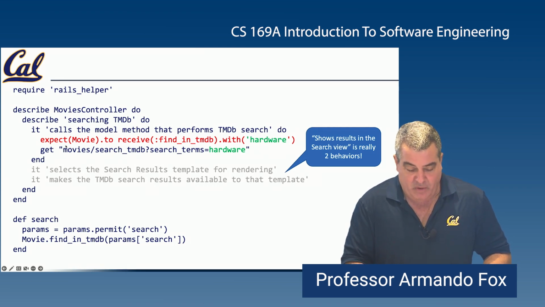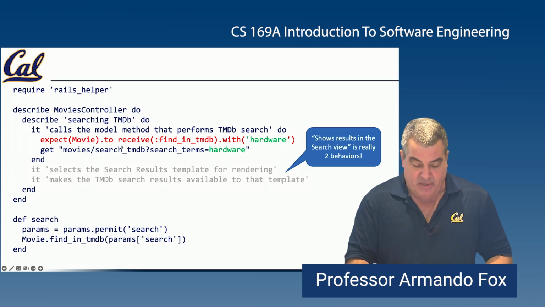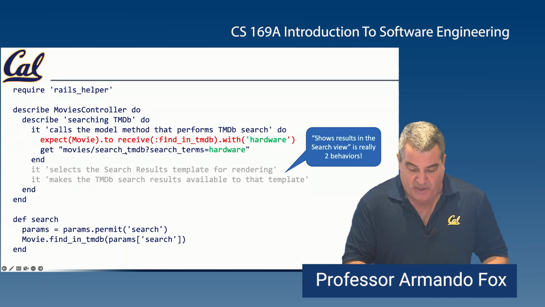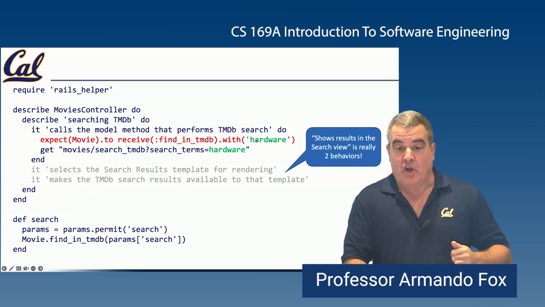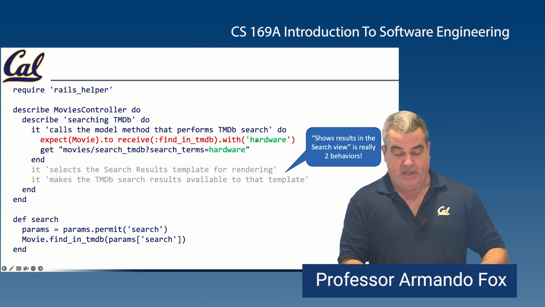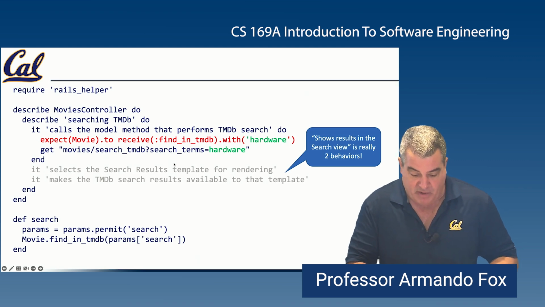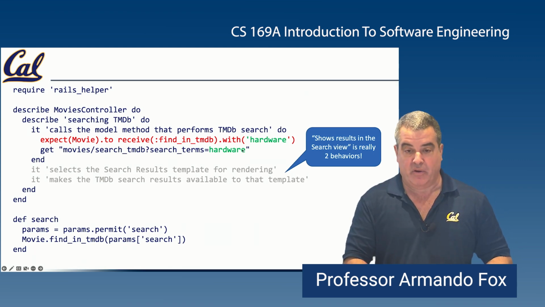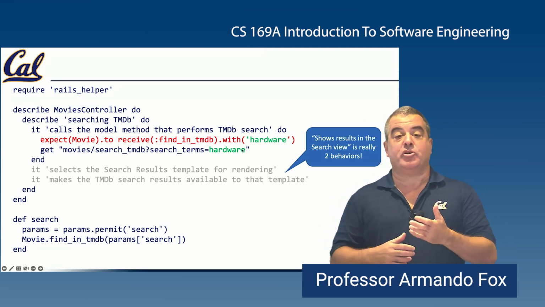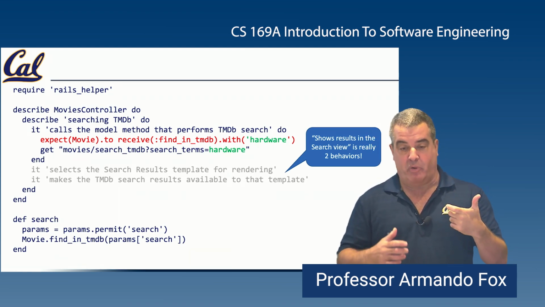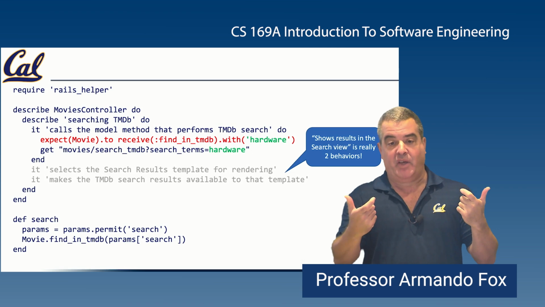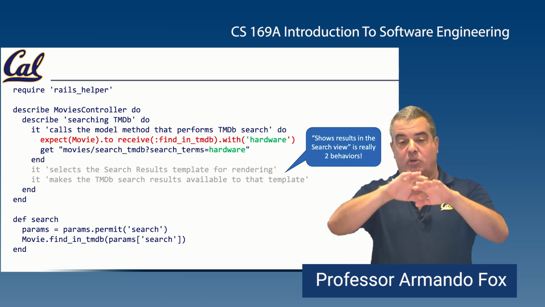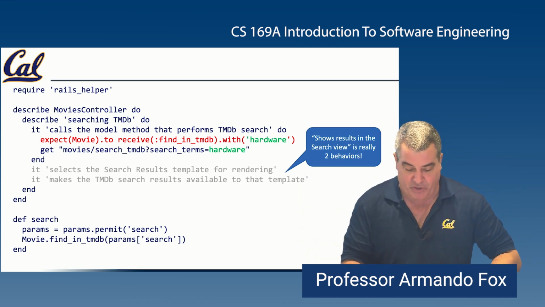We already said we can write an expectation that says, by the time this test case has finished running, the movie class should have received a find in TMDB call. It should have received the argument hardware, because we're submitting a form where search terms equals hardware is what the controller is supposed to parse out. So basically, we're making sure the controller correctly parses the right thing in params and passes that correct thing to find in TMDB. That's the boundary of what we care about for the controller to be doing its job.